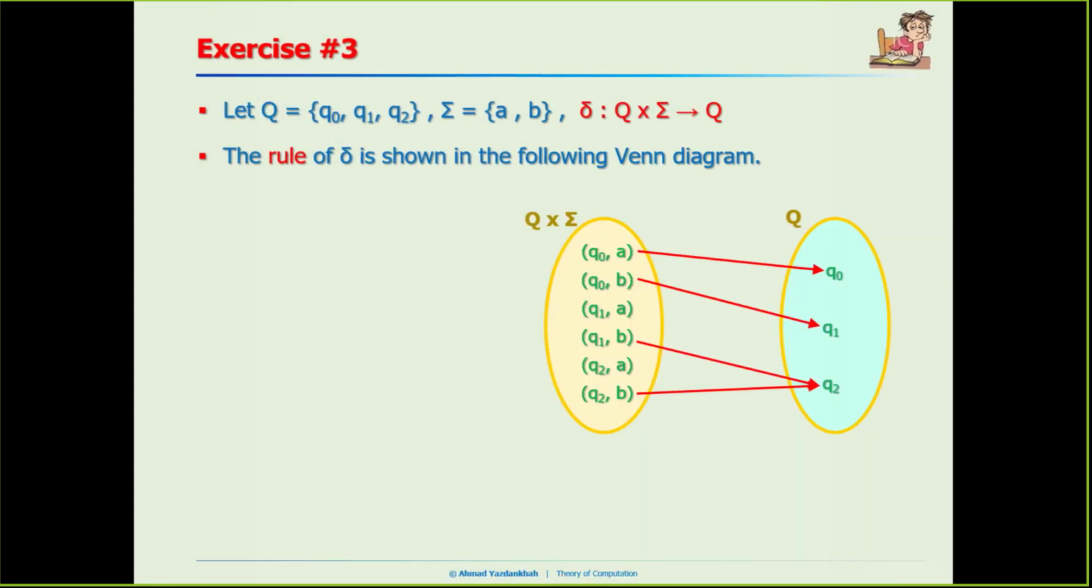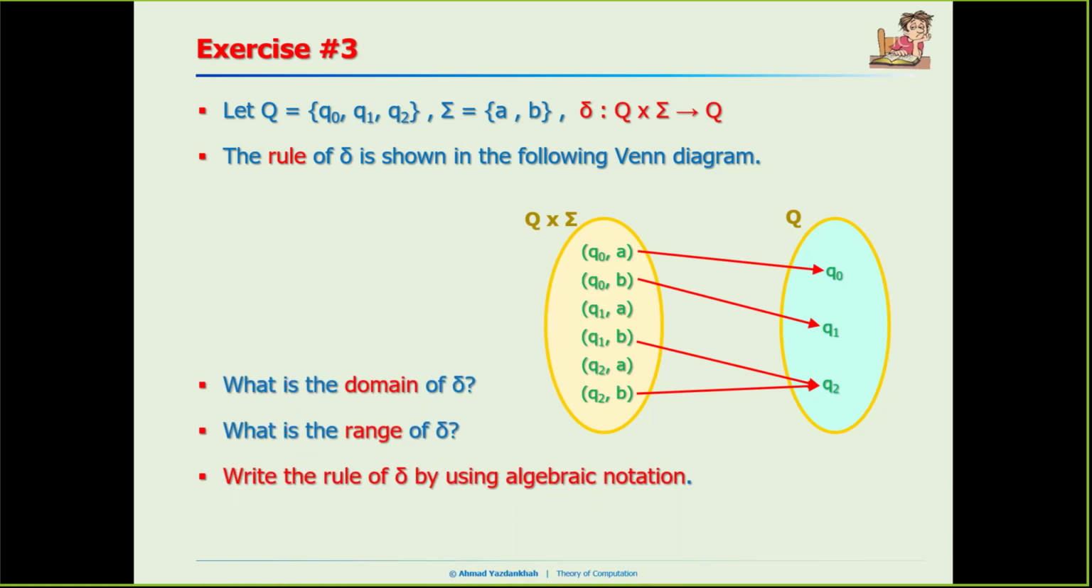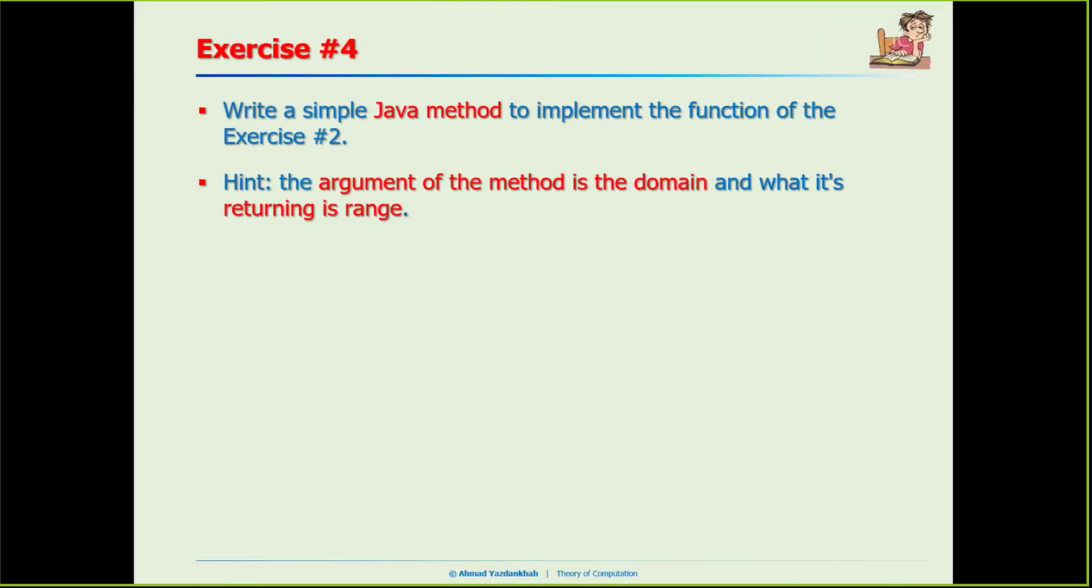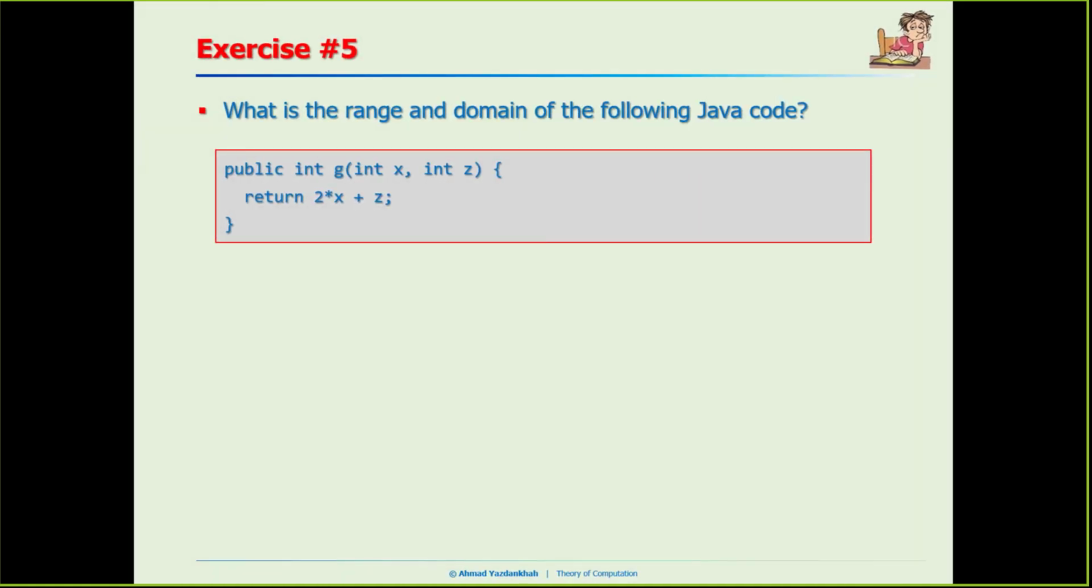Another exercise I have here, so this is the rule. I ask you what is the domain, what is the range, and write the rule of delta by using algebraic notation, which is very easy. In exercise 4, I ask you to write a Java code that implements the function of exercise 2. And in exercise 5, I gave you a Java code and I ask you what is the range and what is the domain. Anyway, this is whatever I had for the function, that much that we need for this course.